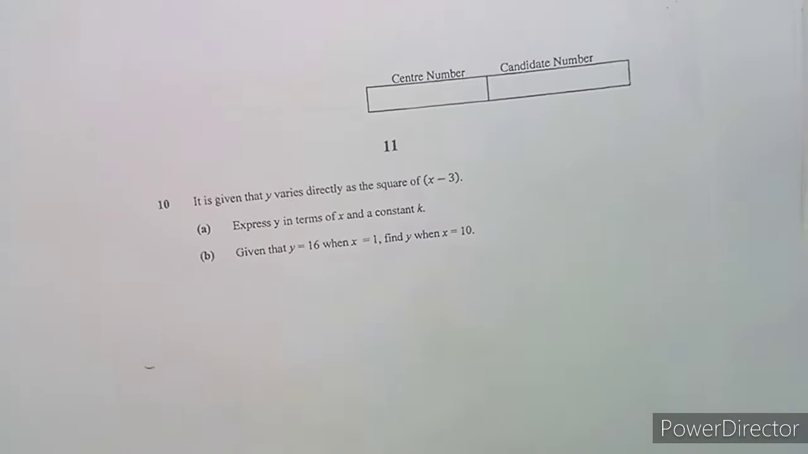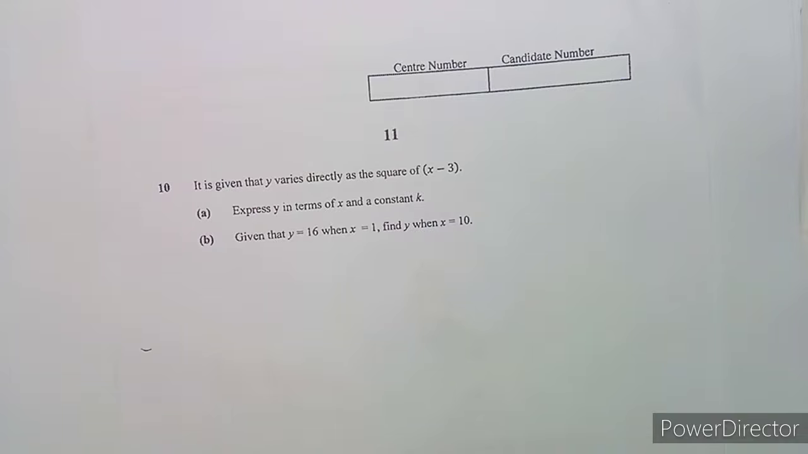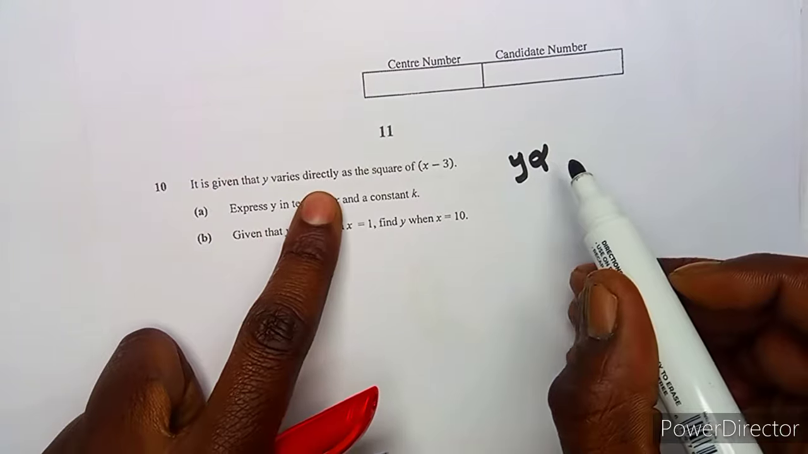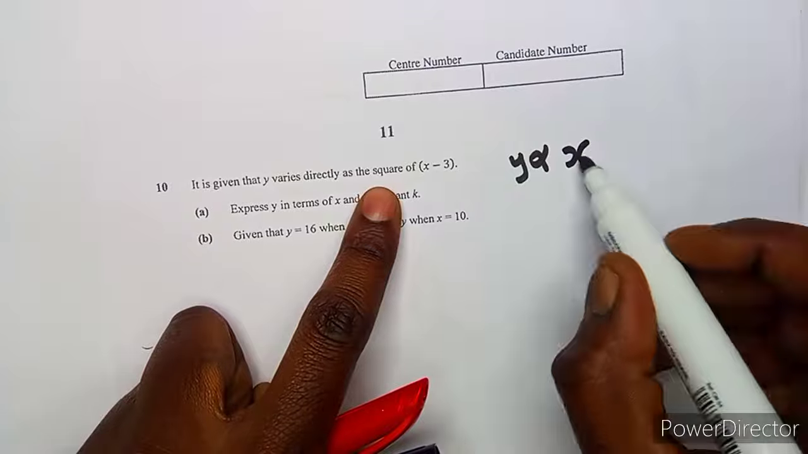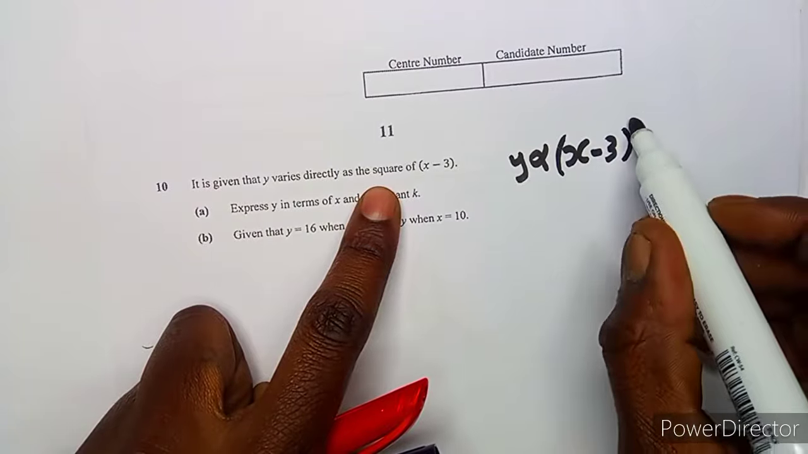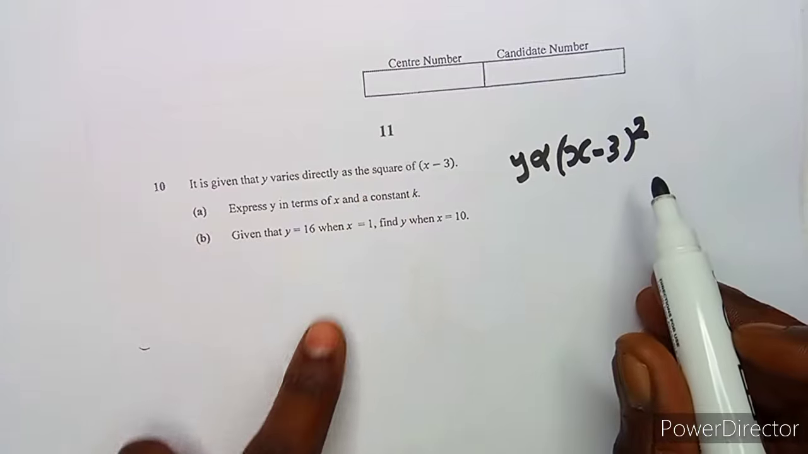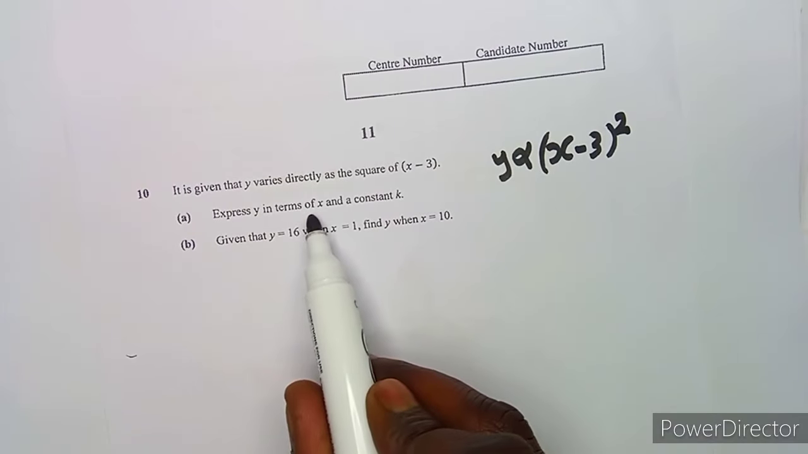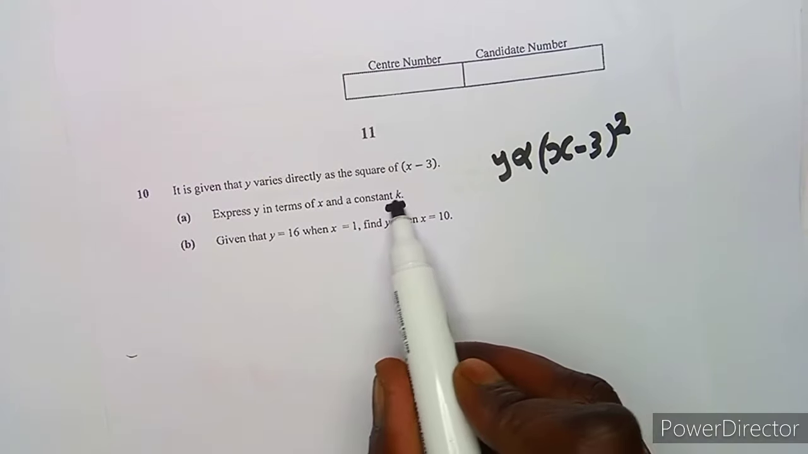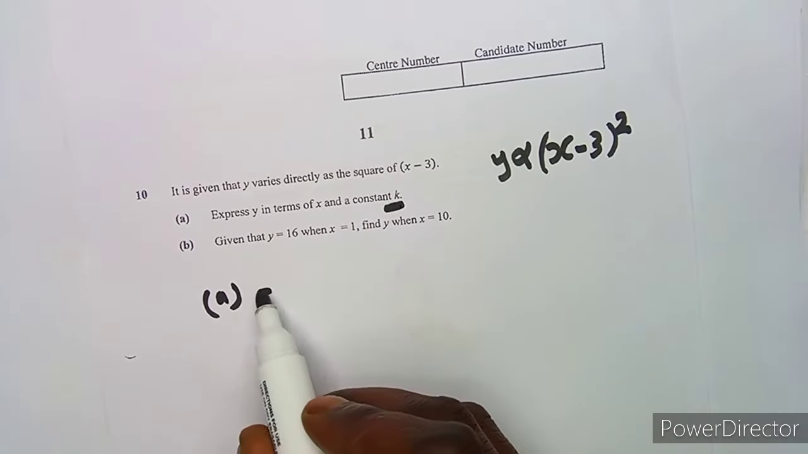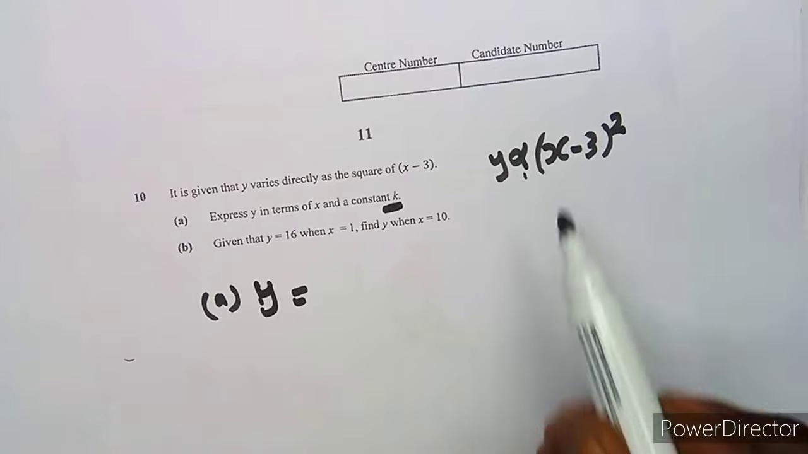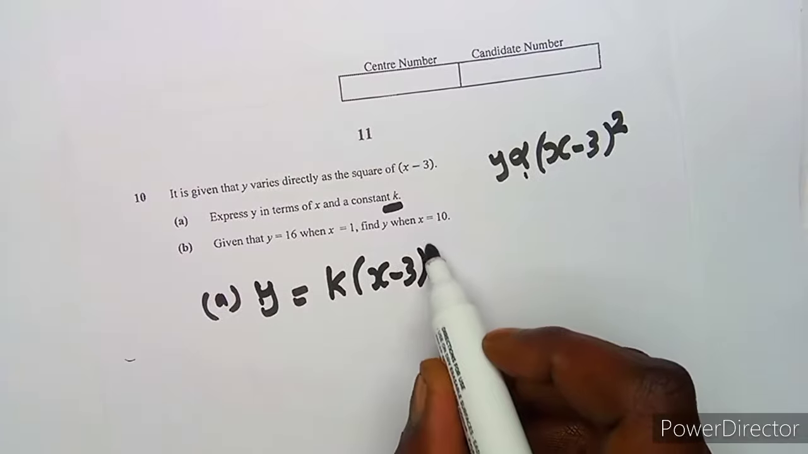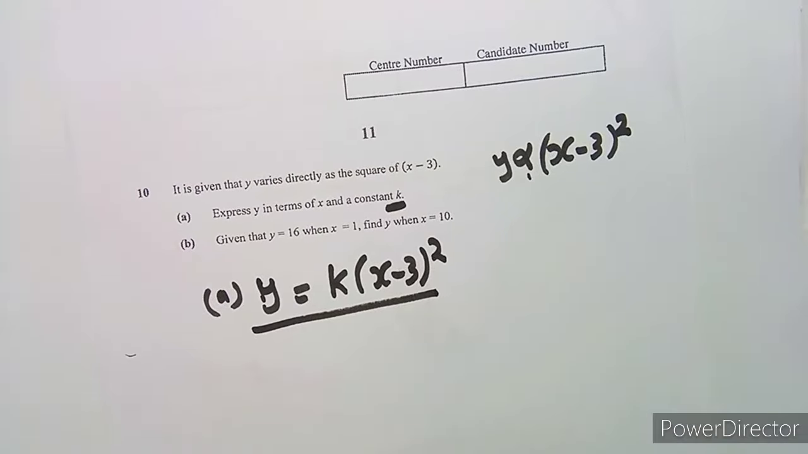All right, then we are given on 10 that y varies directly as the square of x minus 3 to the exponent of 2. Now on A, we are asked to express y in terms of x and a constant. You are given the constant k. So A is y is equal to k into x minus 3 to the exponent of 2. That is what they asked you to do.